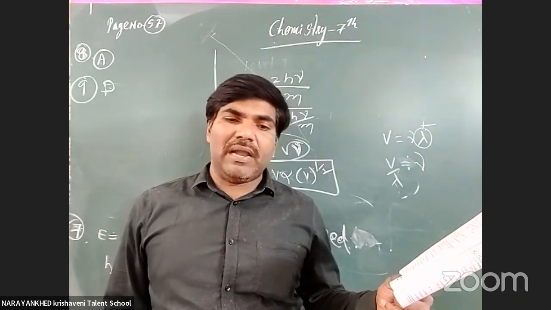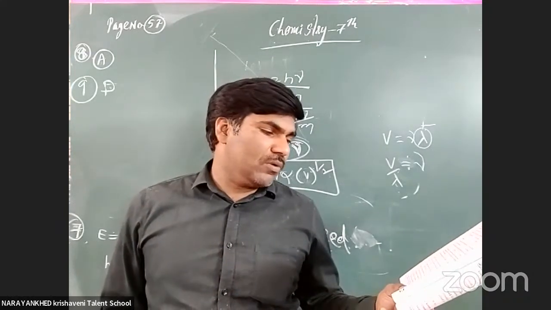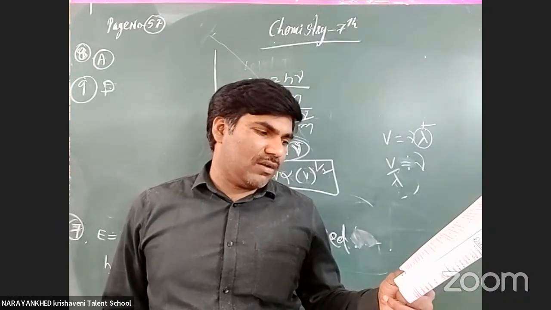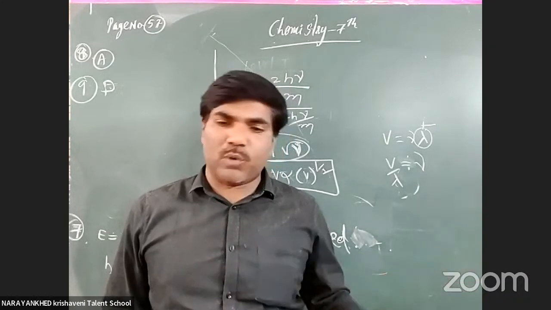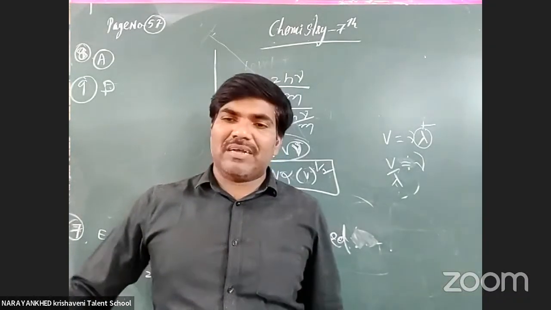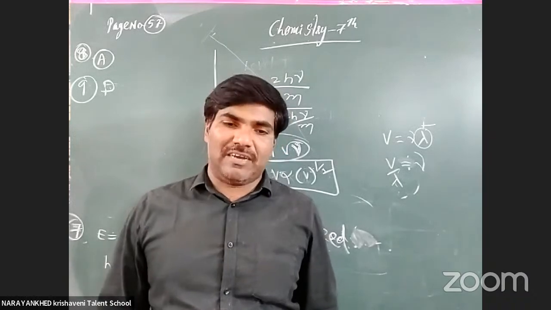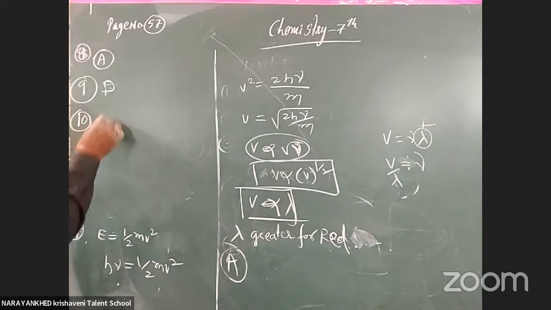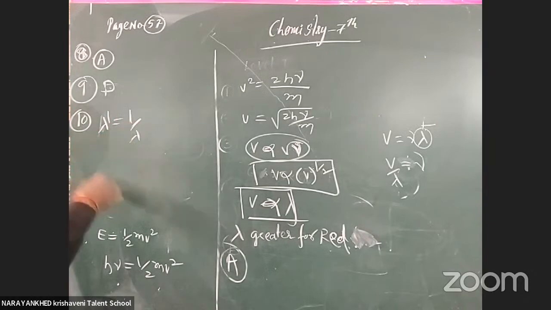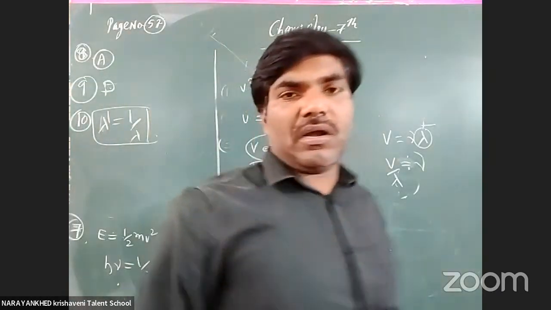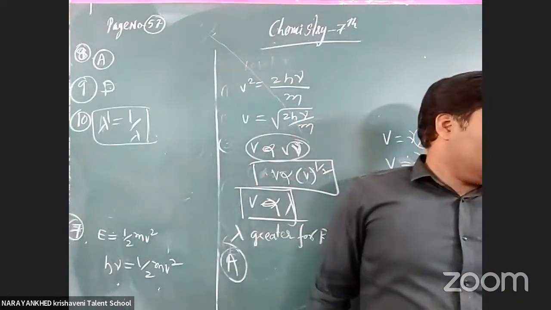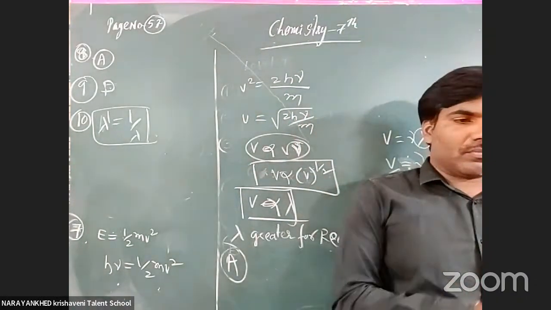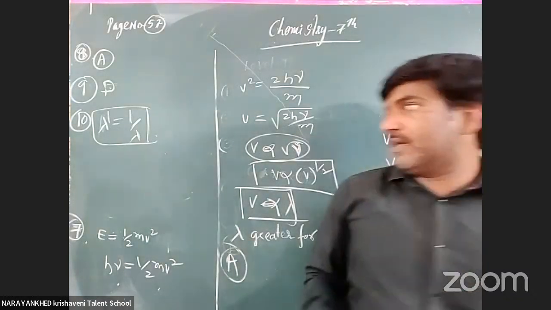Okay, clear or not? 1 by lambda. Wave number is written as 1 by lambda. It is not the number of waves which pass through a particular point in 1 second; that is in terms of frequency. Clear or not? The answer is B. Tenth answer is B. Wave number is written as lambda bar, equal to 1 by lambda, the reciprocal of wavelength. Clear or not? Yes. And next one, level 3 questions.